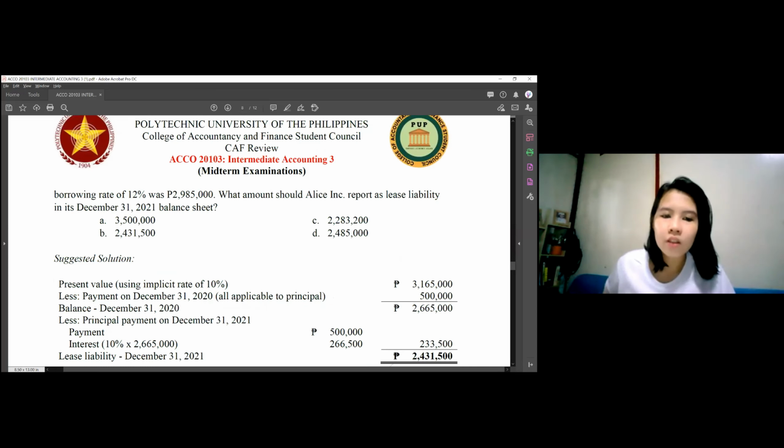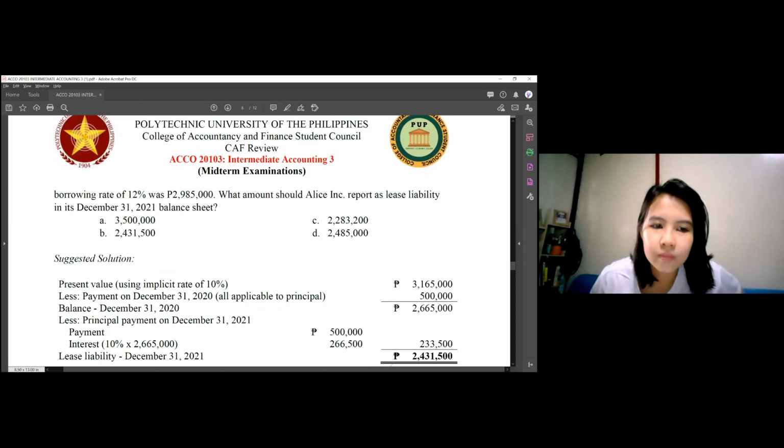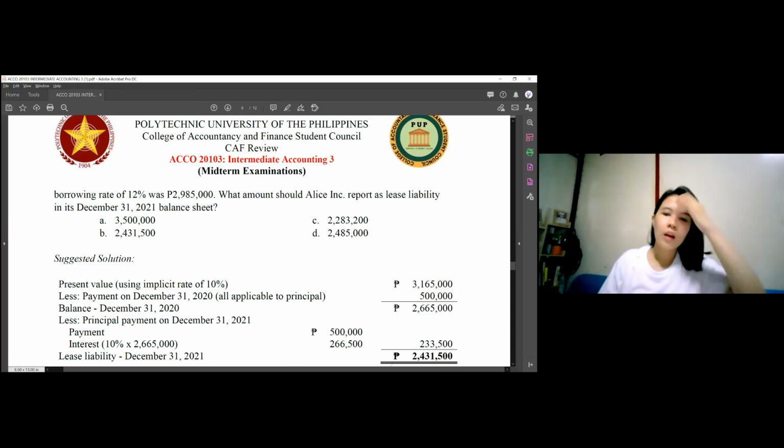But for December 31, 2021, dun na magkakaroon ng difference kasi meron ka ng interest na i-recognize. So, yung payment mo na 500,000, i-less mo doon yung attributable sa interest. Diba? So, since implicit na siya, multiply mo na lang siya dun sa balance. So, 2,665 times 10%, 166,500, bawas mo lang dun sa 500,000. So, that's 232,500 na principal payment mo for December 31, 2021.